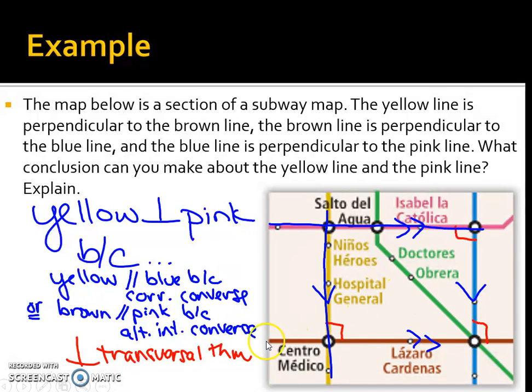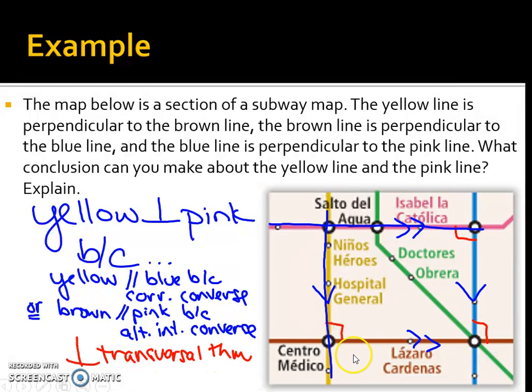Or the brown line here and the pink, their alternate interior angles, which are right here, are also congruent to each other. So that's also another way you can prove that the yellow and the pink are perpendicular, because this angle and this angle will be alternate interior angles converse. They are congruent to each other.